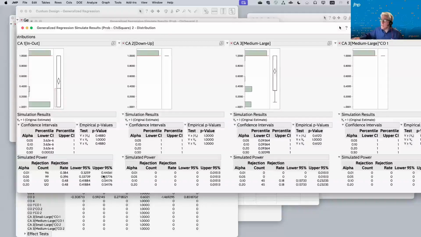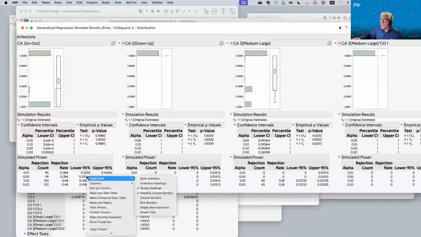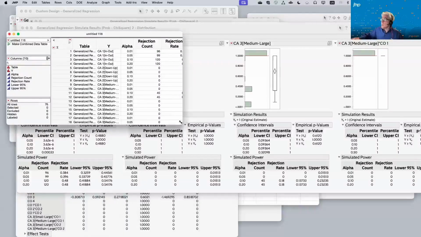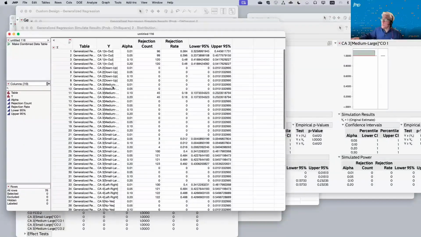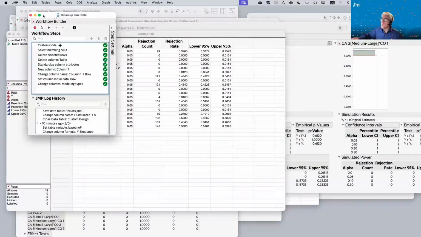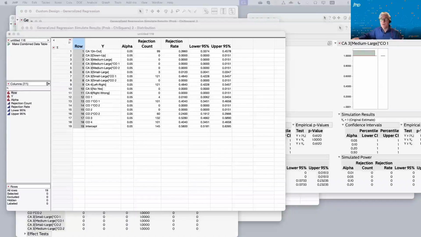If I want to collect these into one table, again, very easy to do. I'm going to right click and say make combined data table. That collects all of my simulated power values for all of my different effects in one table. I've created a little workflow. If you're currently not on JMP version 16 or 17, you can create workflows. I have this workflow, which I will also provide. I use that to clean up my table, so we only have to look at the alpha 0.05.